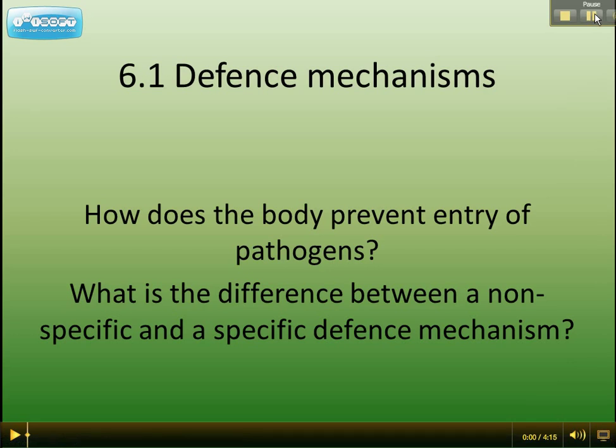It's inevitable that in the course of our lives we will encounter pathogenic microorganisms, and therefore our bodies must be designed in order to protect us from them gaining entry to our bodies where they will be able to colonise and cause damage. To do this, our bodies have a number of defence mechanisms, both non-specific and specific, which prevent entry of the pathogens into our bodies, and if they do gain entry, to destroy them before they can cause damage.